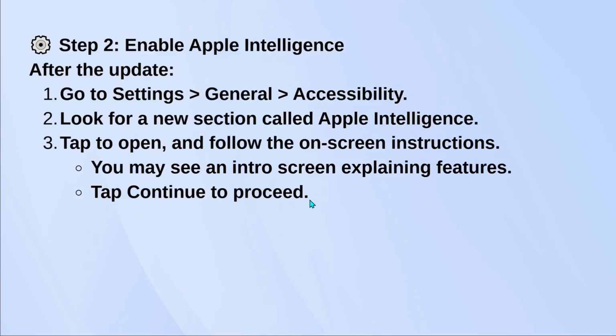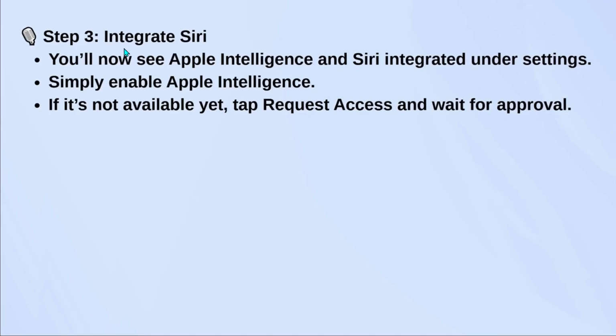Now, it's time to link it with Siri. Go into Siri in Search Settings. You should see an option to enable Apple Intelligence. If it doesn't appear, there may be a button that says Request Access. Tap that and wait for approval.